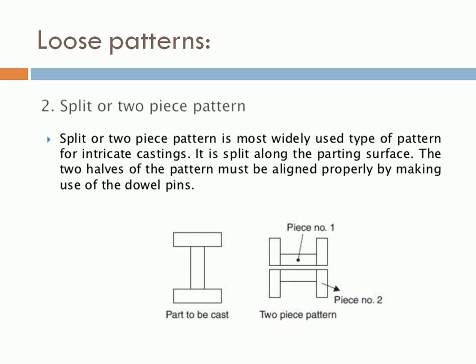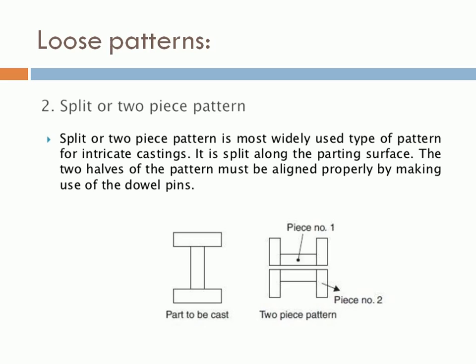So with the use of this figure, I hope you understand split or two pieces patterns is the most widely used type of pattern for intricate casting, and it is split along the parting surface, and the two halves of the pattern must be aligned properly by making use of the dowel pins. So you can see piece number 1 and piece number 2 in this figure.